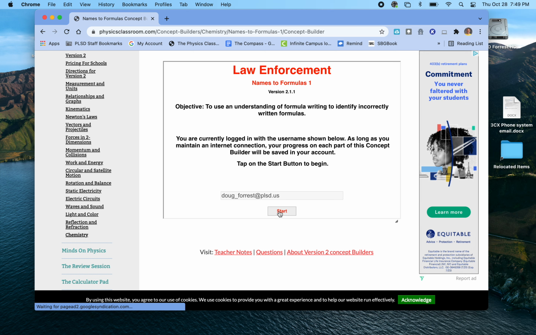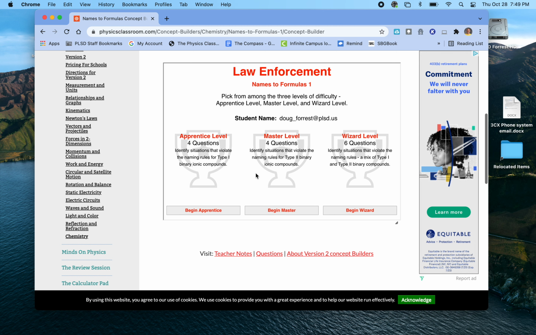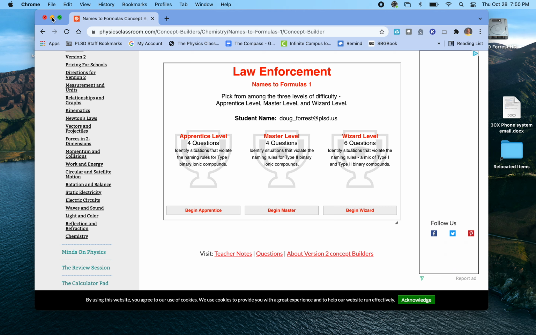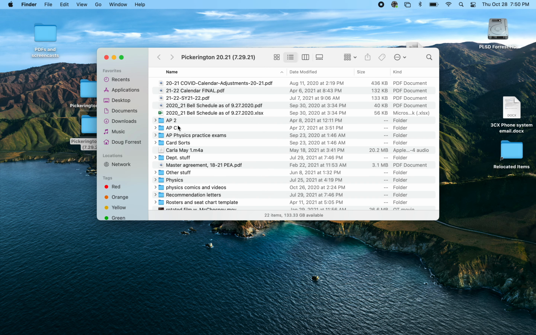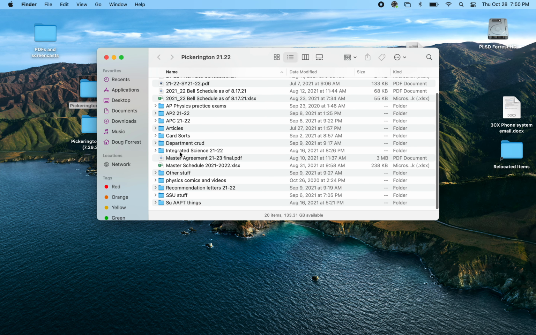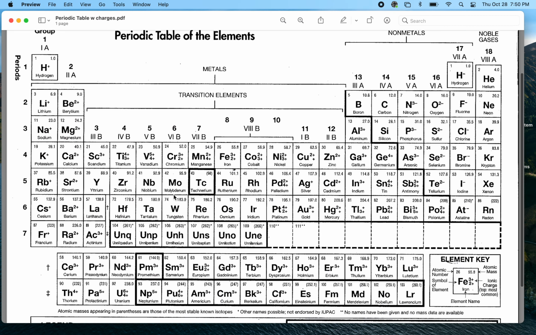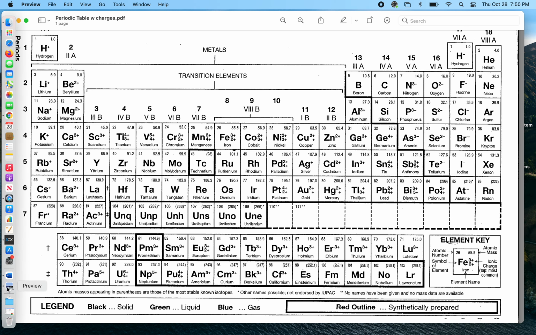So that's my name, that's my email. I want you to do the apprentice section, the master section, and the wizard section. All 3 of those. This is worth 3 points, or actually 4 points, 5 points, and 6 points for a total of a 15-point assignment. So I'm going to show one example from each of the 3 levels. You probably will want a periodic table available to you when you do those 3 levels. So I will make sure that I attach something like this that we've used before, as on Google Classroom.